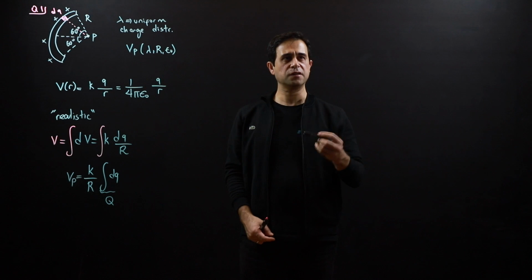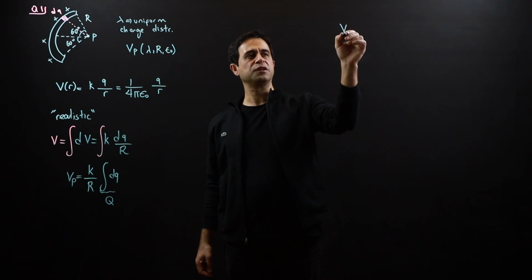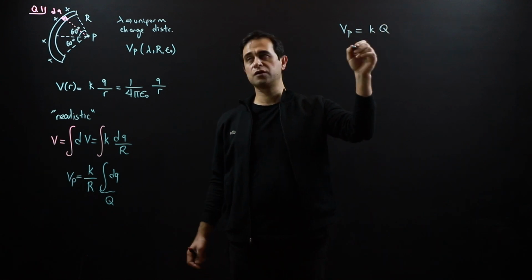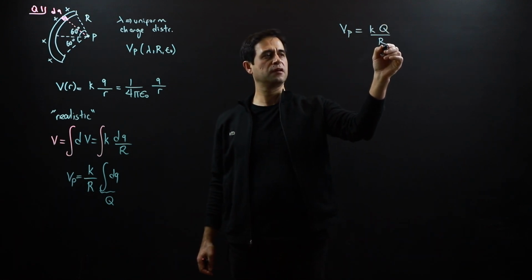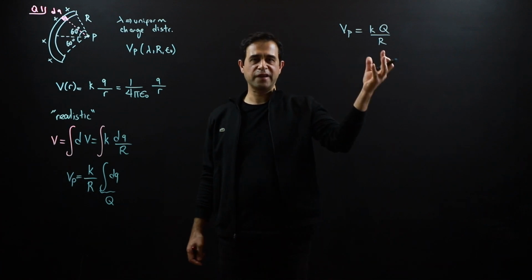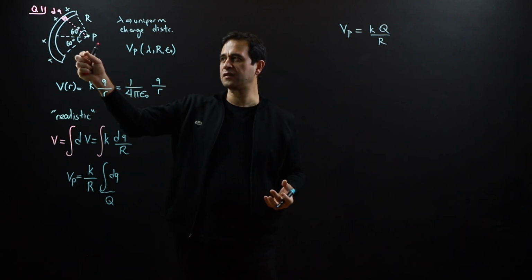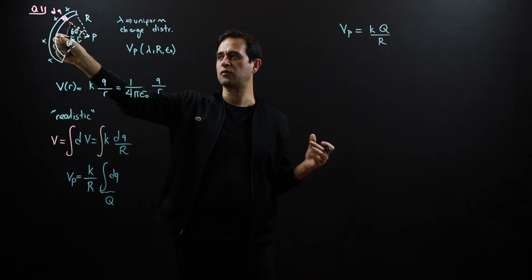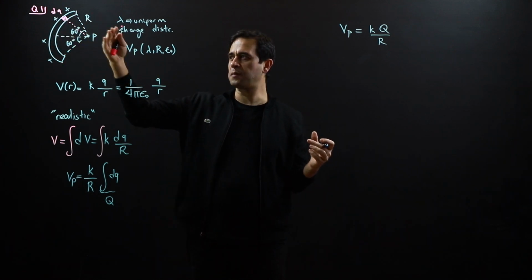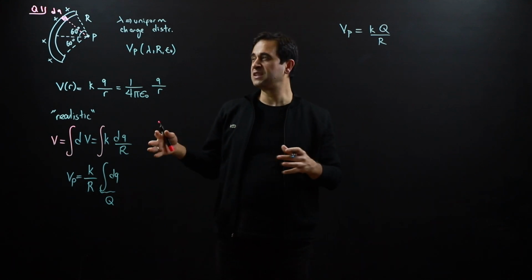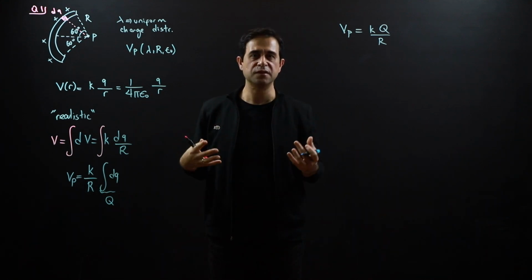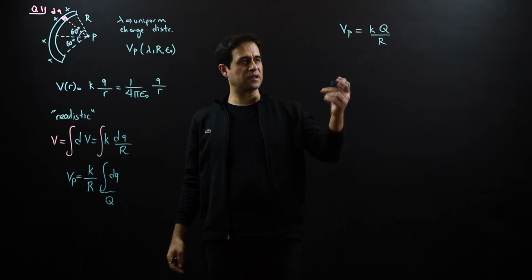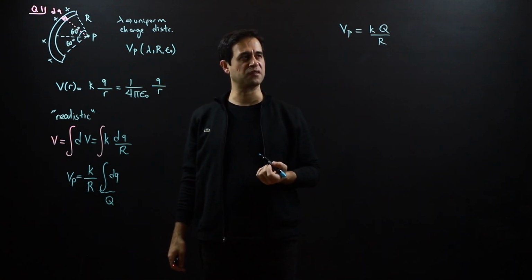Okay, so we're almost done. Let me write the final form here. V at point P is equal to k times the total charge divided by r. This looks like a single charge, and it makes sense. It's exactly the same thing as if all of this charge is located at a distance of r away from P, because the shape here is irrelevant, since all of the charge is equidistant. That's why we get exactly the same formula as with a single charge.